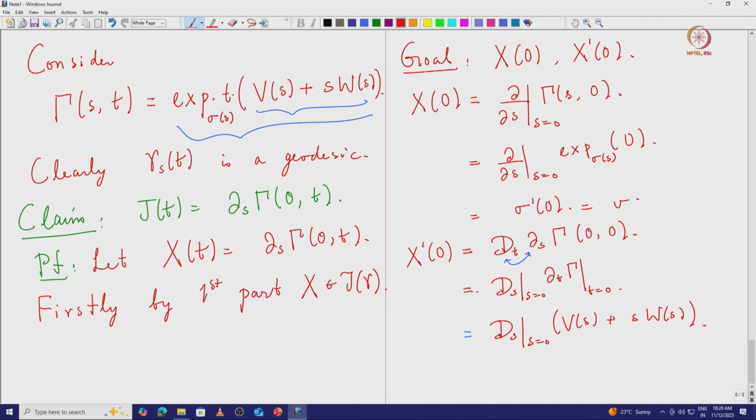But now the s derivative is just going to be V prime at 0, plus you differentiate s, you get W of 0, plus you put 0 times W prime at 0. But V prime is obviously 0, because V is a parallel vector field. So this is just going to be W at 0, but W at 0 is just little w.